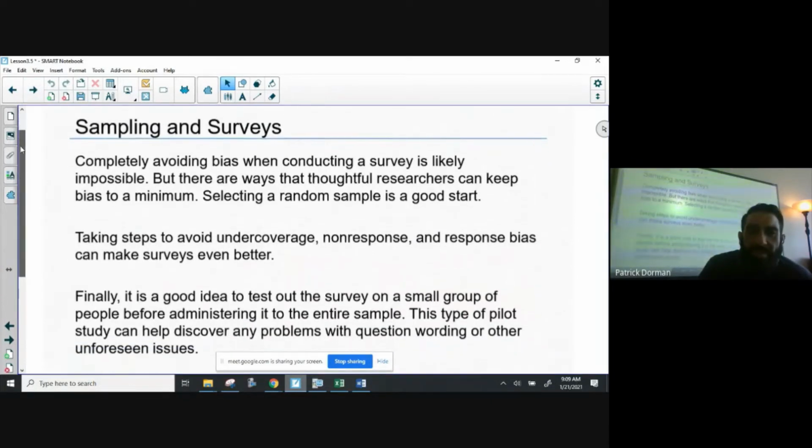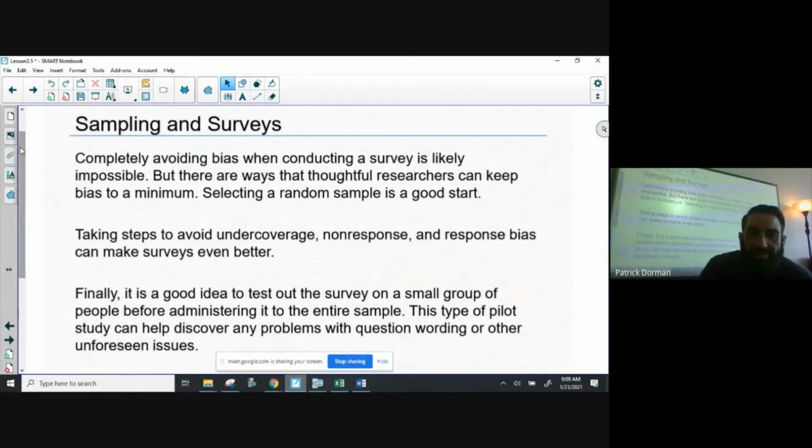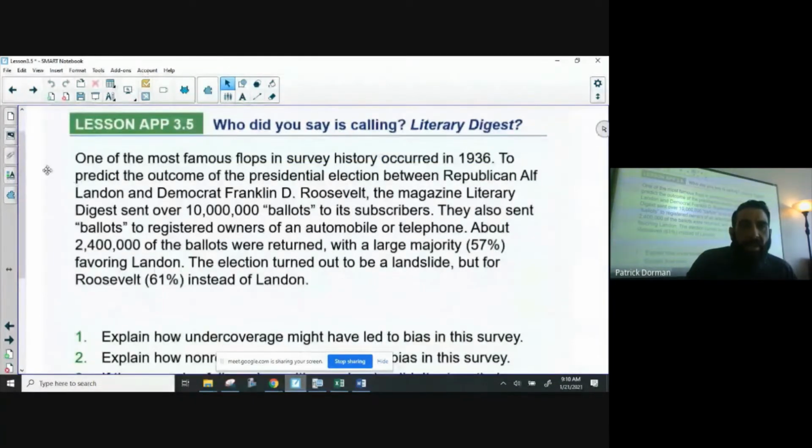So you're not going to be able to ever avoid it. I know you can read. I don't know if I can say it better than they're saying it here. But what we're going to do when we actually create a survey is really think of all of the different ways that we can avoid these three biases. And we'll do an example of that right now.